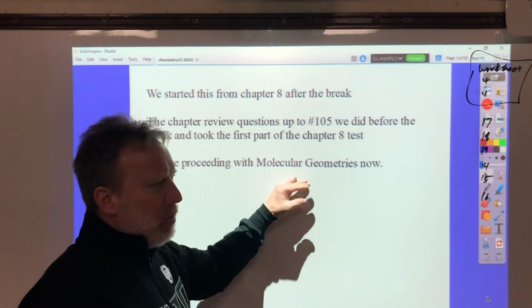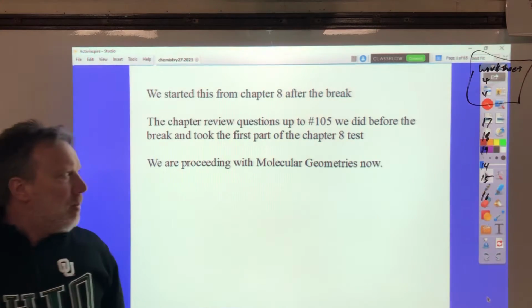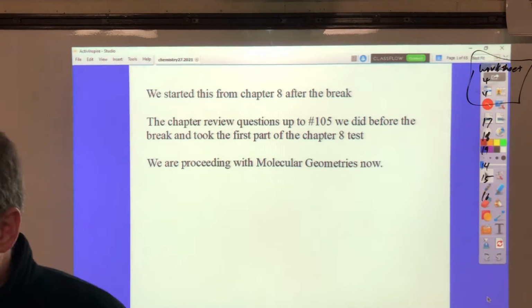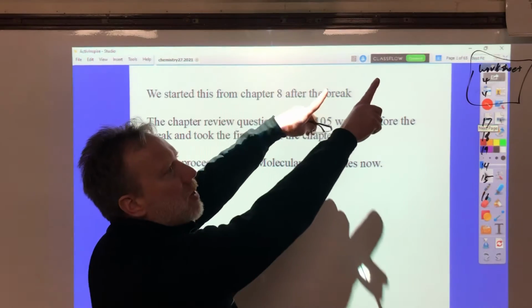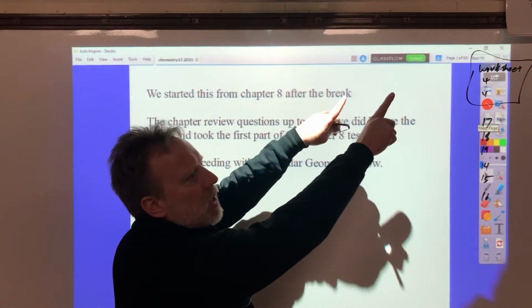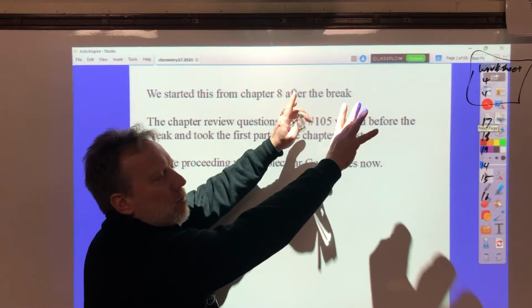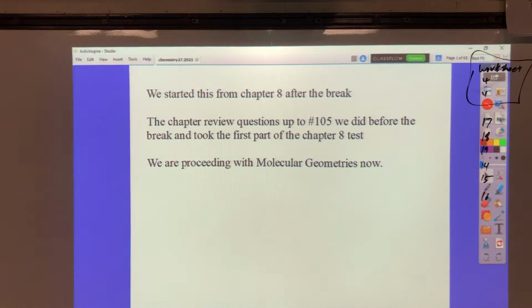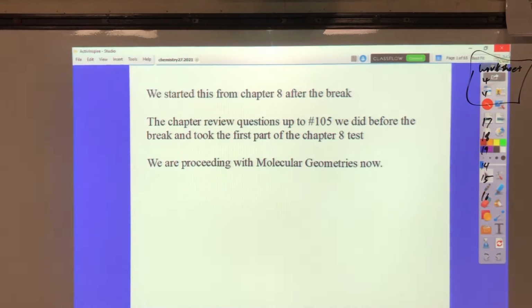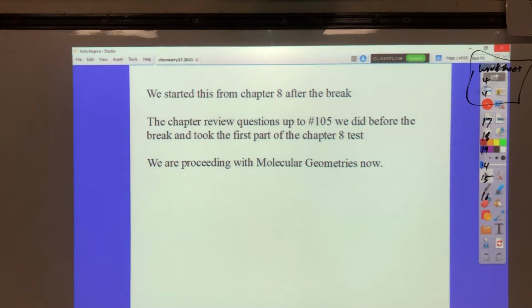We're going to pick up with the remainder of chapter 8 with molecular geometries now, which is about the shapes of molecules. Remember, molecules are covalently bonded. You're taking two nonmetals from the upper right-hand side of the periodic table and sharing electrons to covalently bond, and that makes molecules. And those molecules have shapes, or molecular geometries, based around a central atom.